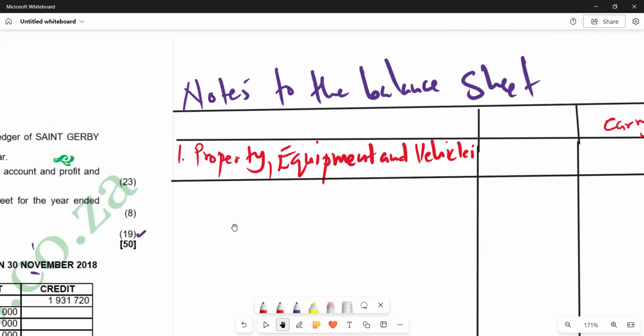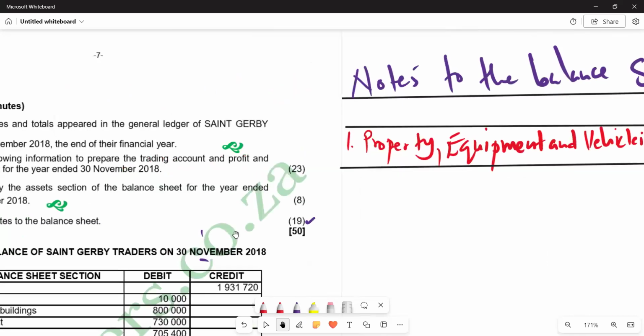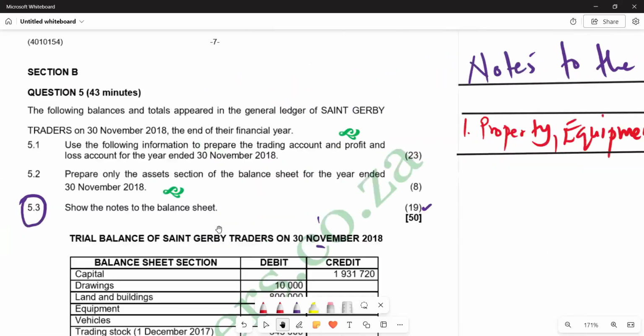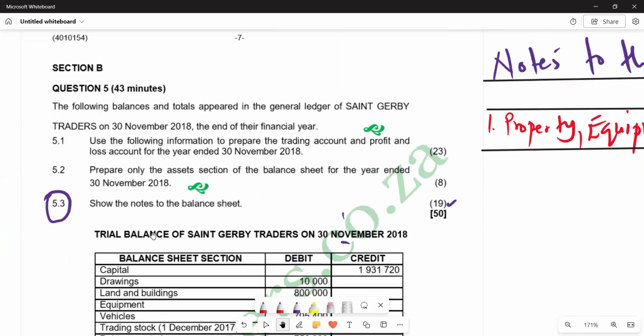Remember, notes to the balance sheet come as pre-calculations that are made before you prepare the balance sheet. After preparing the notes, we are going to transfer those balances to the balance sheet. So the basis is that we do the notes to the balance sheet as pre-calculations of figures that we need to put in the balance sheet.